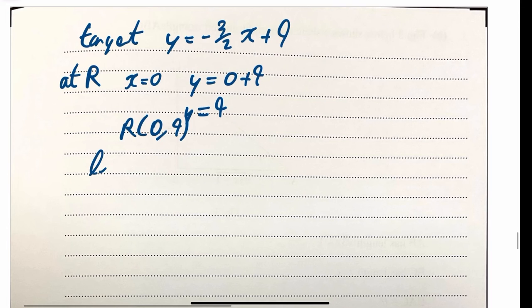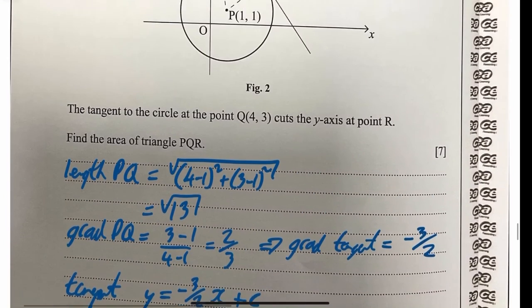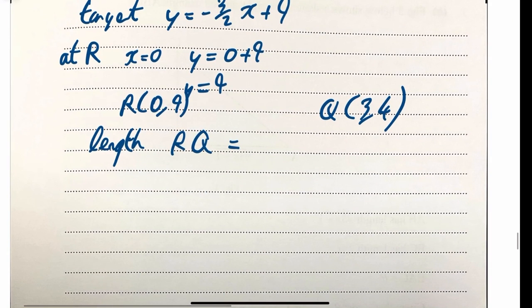So length RQ, let me just write down what my Q was. Remember it was 3, 4. It was 3, 4, wasn't it? No, it wasn't. It was 4, 3. A wee bit easier for you to do this when you've actually got the paper there. You don't have to keep flipping up and down. So you've got your R is equal to (0, 9) and your Q is equal to (4, 3).